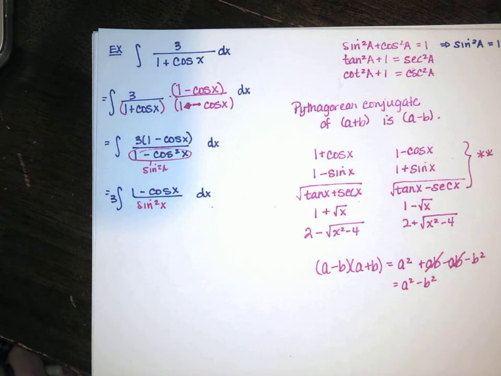And then you say to yourself, okay, now what? Don't multiply by the conjugate again. If you do, you're just going to end up back where you started. It's not going to help you.